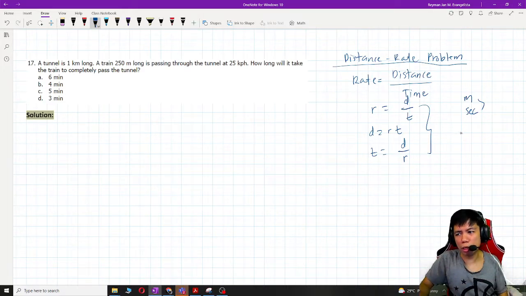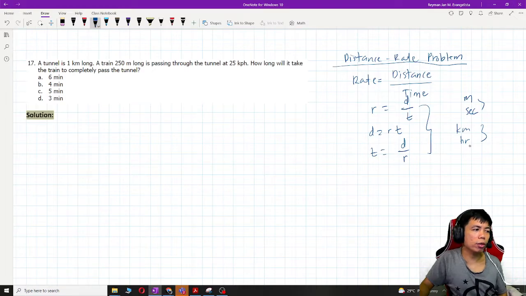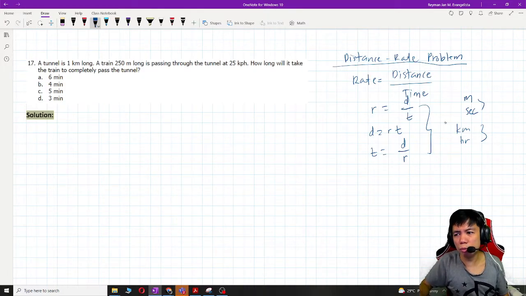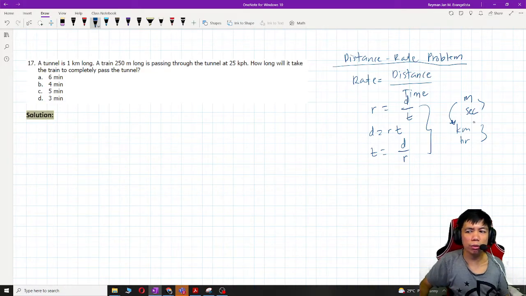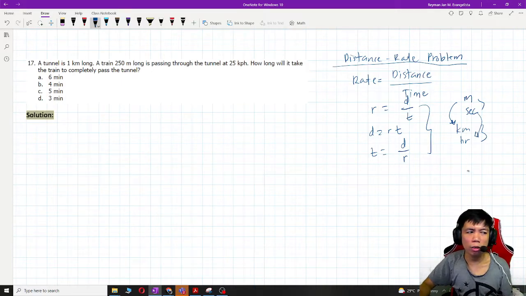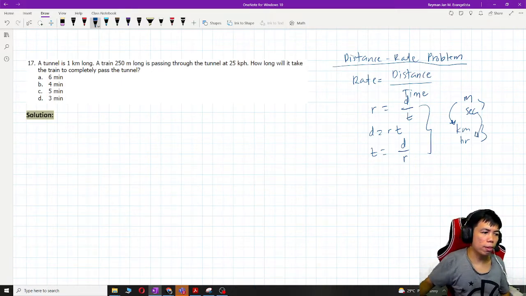Kung naka-kilometer tayo, naka-hour, yun ang gagamitin mong units. Kailangan pare-parehas; you cannot use different units. Kasi when we convert, halimbawa, meter to kilometer, meron siyang conversion factor. Also, from second to hour, meron silang conversion factor.